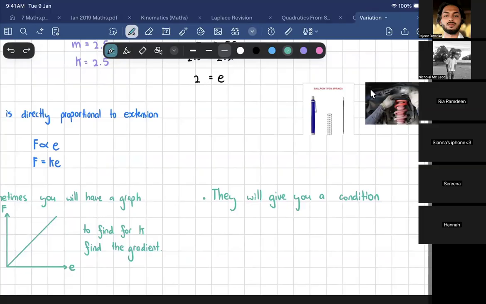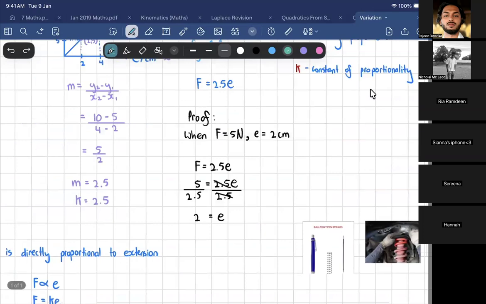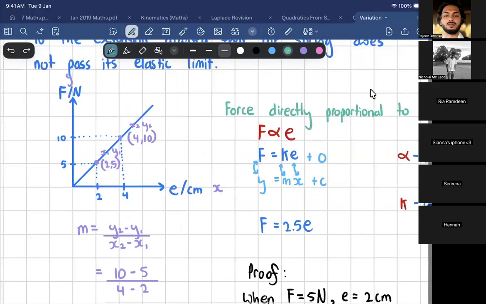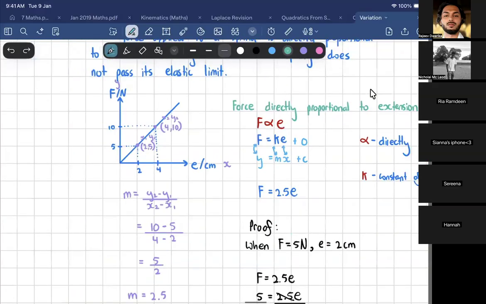You're probably wondering, sir, what do you mean by a condition? So, Sienna, from the graph, didn't I give you two distinct situations? As I said, when the force is 5, the extension is 2. And when the force is 10, the extension is 4. Good. So that's an example of a condition that will be faithful to our relationship.